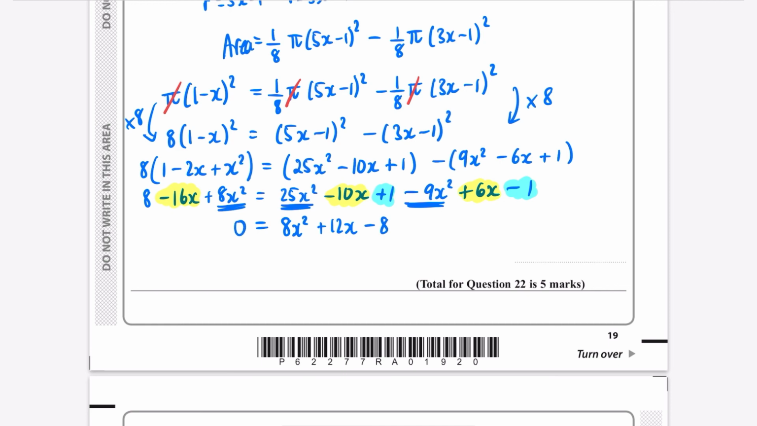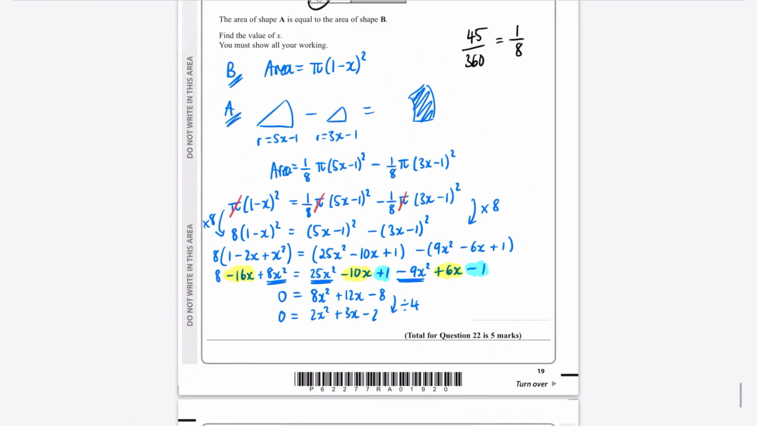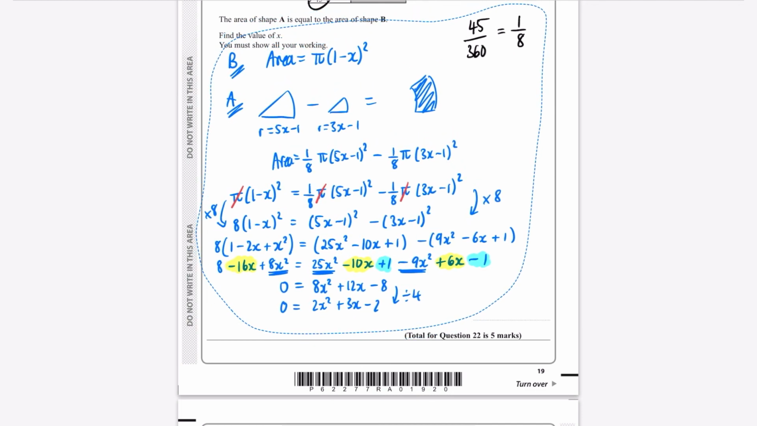So now that I've got it at this stage where it should be equaling 0, I need to just finish by solving this equation. Looks like I can divide everything here by 4. Looks like it's all in the 4 times table. So that's going to give me a 2x squared, a 3x, and a minus 2. That was me dividing by 4. Now, they don't really give enough space for this, so I might need to shift some of this just to give me a little bit more space. Let's just put that there for now.